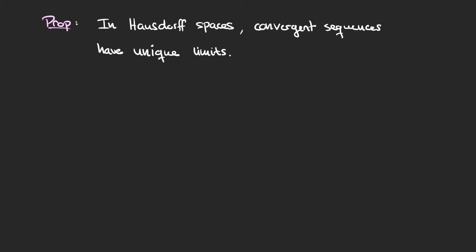Next, let's turn to limits of convergent sequences in Hausdorff spaces. In our first example, where we looked at a non-Hausdorff space, we saw that there was some sequence there which had two distinct limits. And the following proposition says that such a situation can't occur in a Hausdorff space. So it states that in Hausdorff spaces, convergent sequences have unique limits. That means whenever we have a sequence and it converges to some limit, that limit will be unique. Let's give a proof of this.